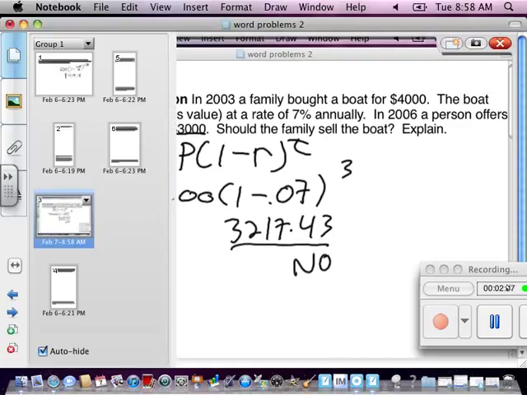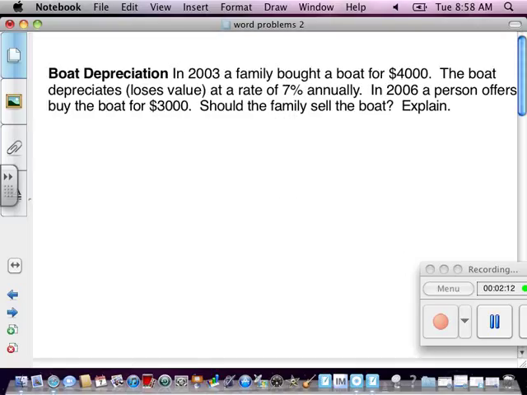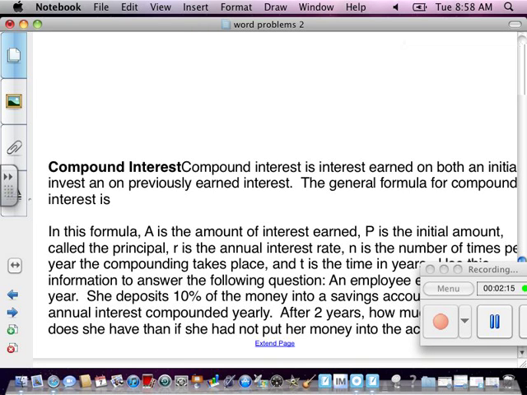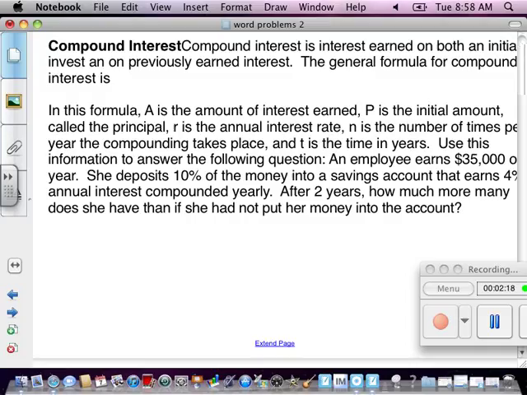All right. So, ladies and gentlemen, let's look at this interest problem. In this, we have this formula that for some reason doesn't show up on a copy. How much money did this employee put in the savings account? How much money did she originally put in the savings account?